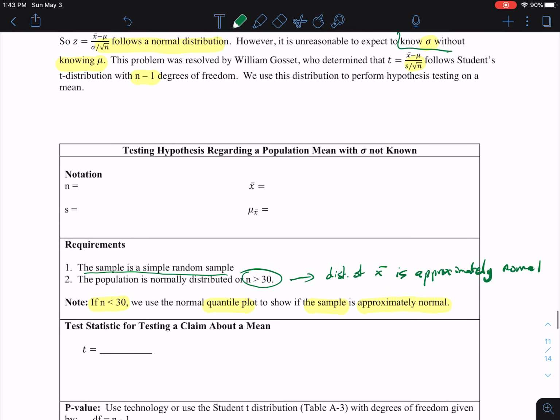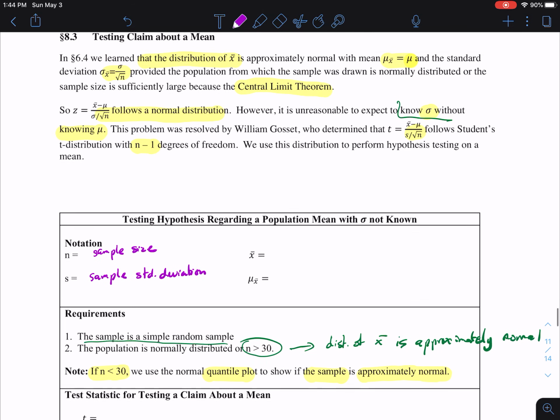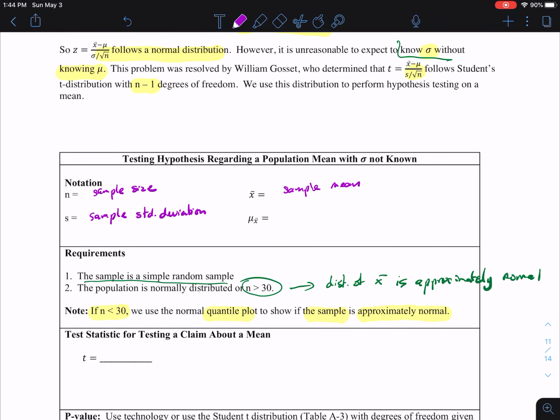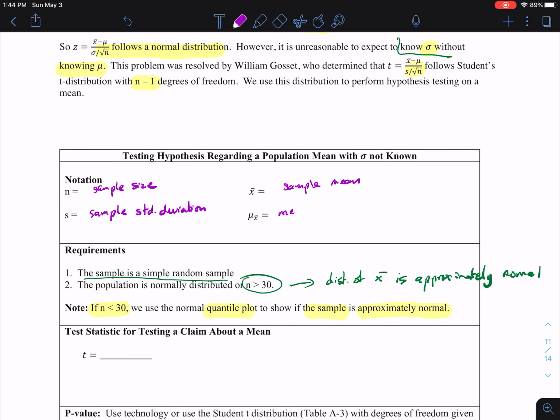As far as notation goes, we know that n always stands for the sample size. s is the sample standard deviation. x bar is the sample mean, and then mu sub x bar. This notation stands for the mean of all sample means. So this is the population parameter.